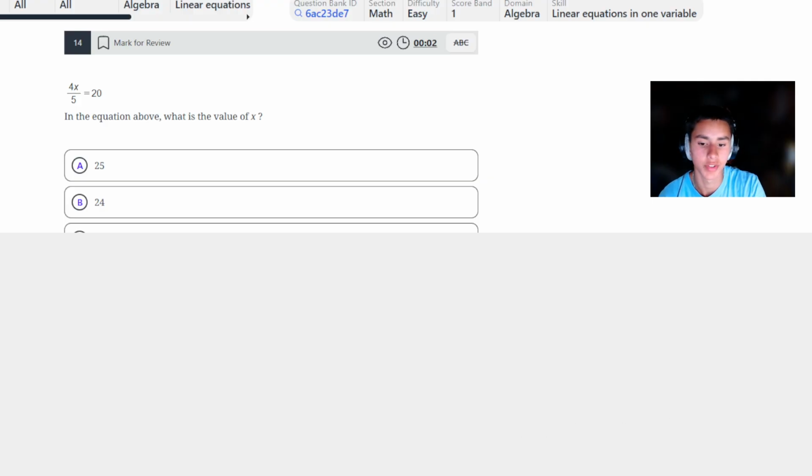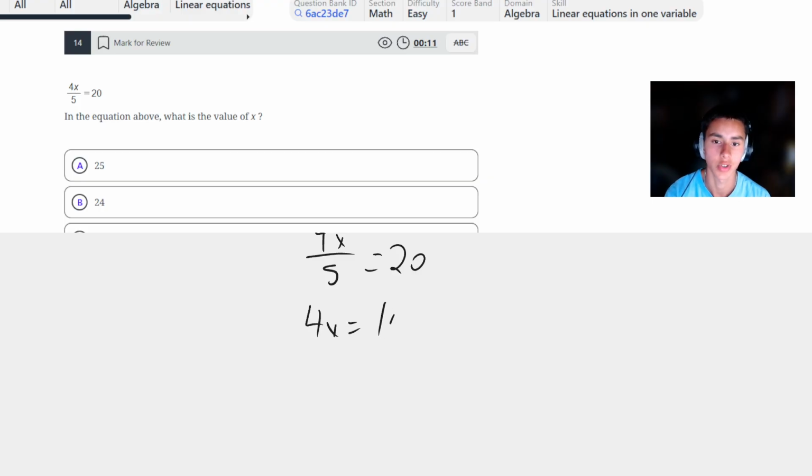The equation above, what's the value of x? This is very easy. It's basic algebra. Multiply both sides by 5, 4x equals 100. Divide by 4, x equals 25.